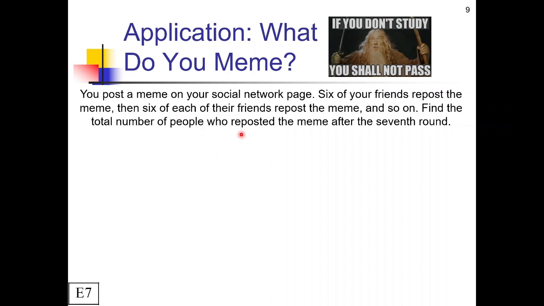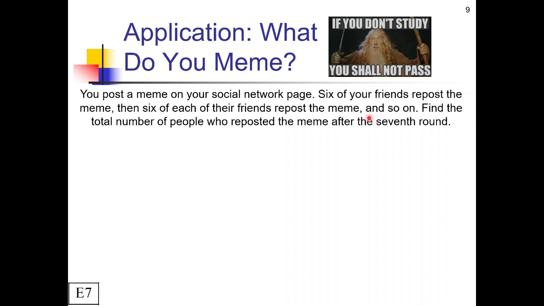For our next problem, we're going to use some of what we've learned in a somewhat real-life setting here. This is at least plausible for a real-life problem. So let's say you post a meme on your social network page. I could see somebody doing that. Maybe it's this one. I would post this one. If you don't study, you shall not pass. It's tough luck for the Balrog, I guess. So anyway, let's say that 6 of your friends repost the meme, and then 6 of each of their friends repost the meme, and so on.